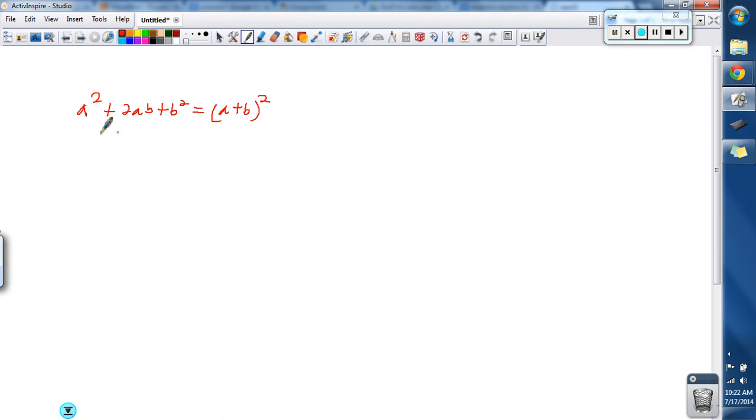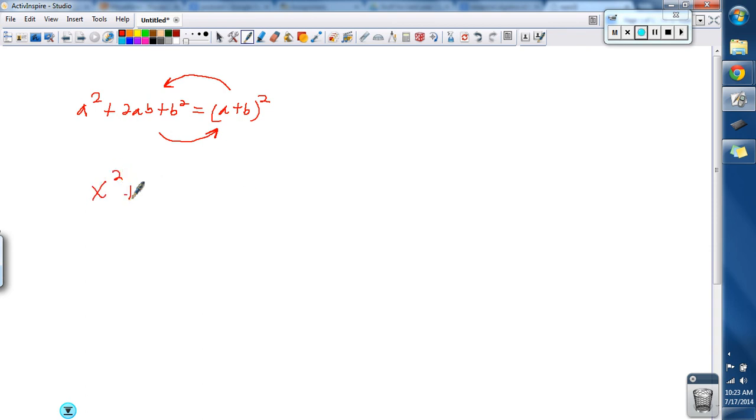Now, this one will look confusing because most of the time when you're doing a perfect square, you're trying to take it from this already factored form and turn it into the non-factored form. But it is very important to know how to go back and forth. So let's look at an example for this one.